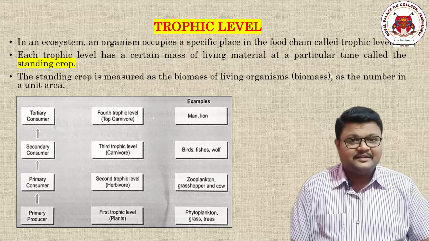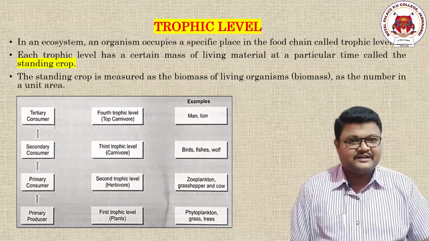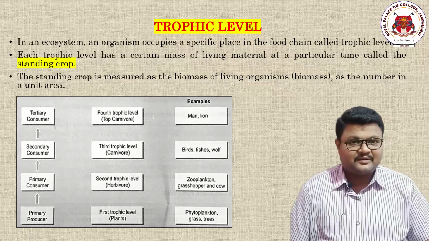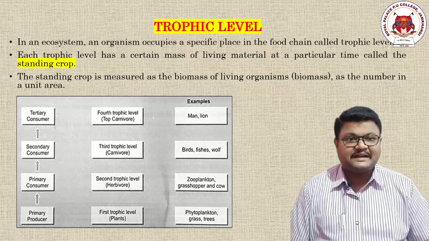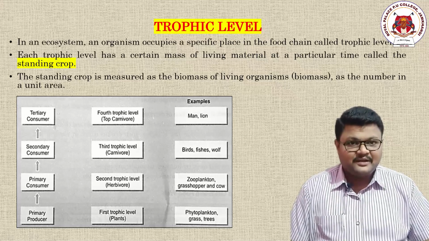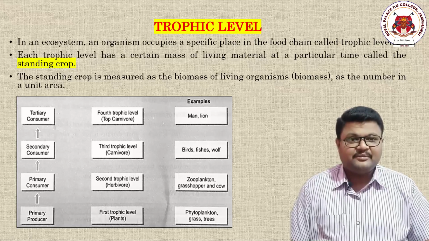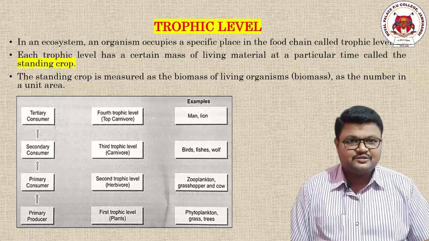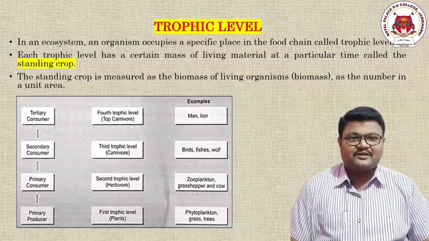And this standing crop represents the amount of biomass which is present in that area. I'm not saying that we have to consider the grasses of the entire earth. No. If I am taking the grass of geographical area A, then the number of primary consumers, secondary consumers and tertiary consumers holds a biomass ratio, and that itself is called the standing crop.